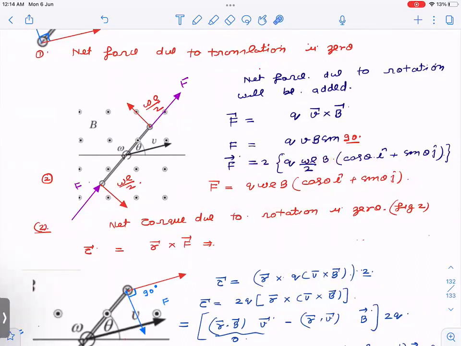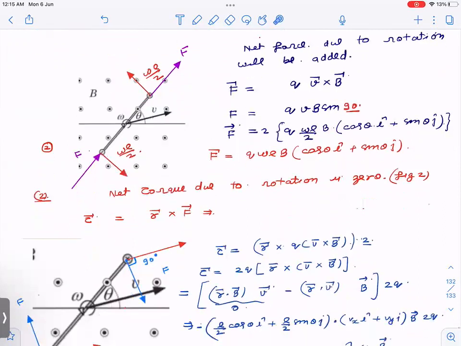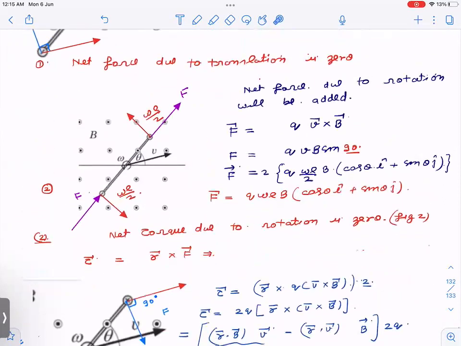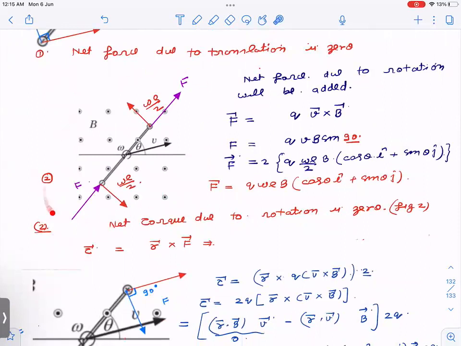Now to find the net torque, what should we do? Let us look at this diagram again. We can consider this diagram once more to find the torque. Due to rotation, the net torque will be 0. Why? Because these two forces about the center will not produce any torque. The line of action of this force is passing through the center, and the line of action of this force is also passing through the center. So net torque due to rotation is 0. Net force is coming due to what? Translation. But net torque is 0 due to rotation.